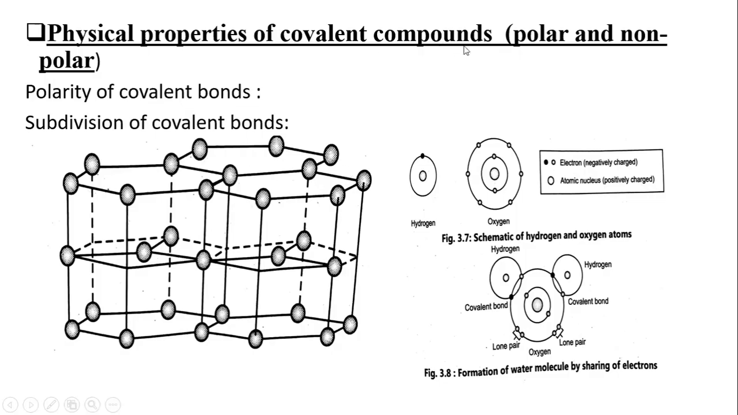Physical properties of covalent compounds, polar and nonpolar. The covalent bonds have strongly directional properties. The bond orientations depend upon the orientations of overlapping charge density. Covalent compounds are mostly gases and liquids. Few solids are held together exclusively by covalent bonds.